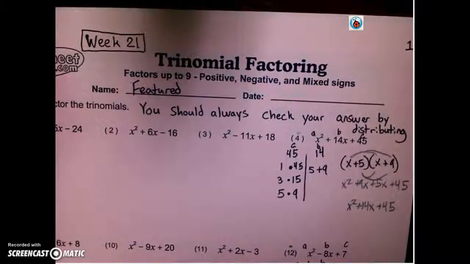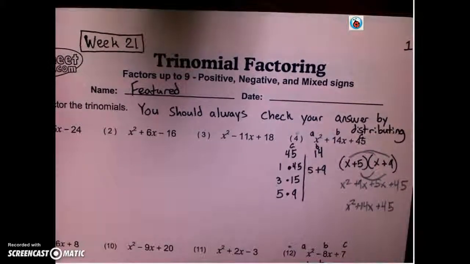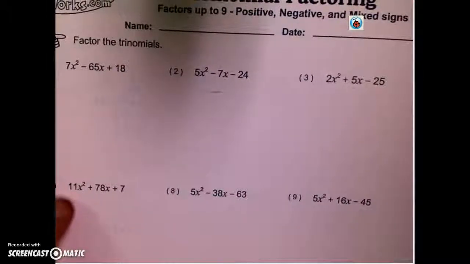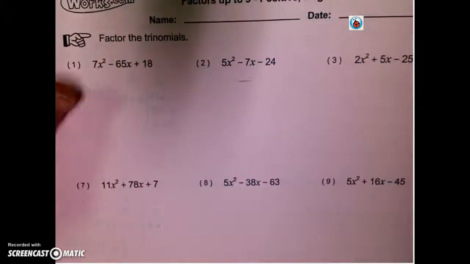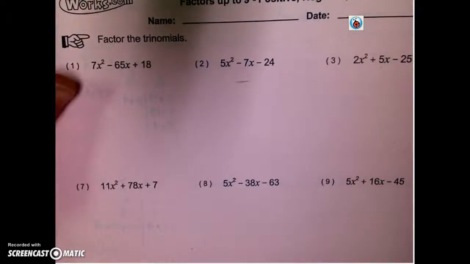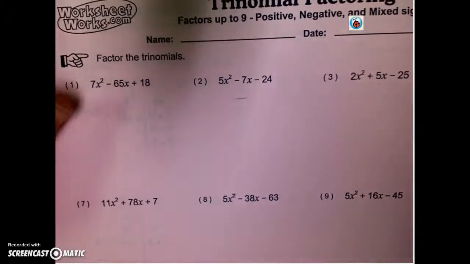Hello, here we're going to be looking at week 21, pages 2 and potentially 3. So let's go to page 2 here. Now, on all these, we've been learning on this for the factors of A times C that add to give us B, right? So we're factoring here now where we have the form of this.